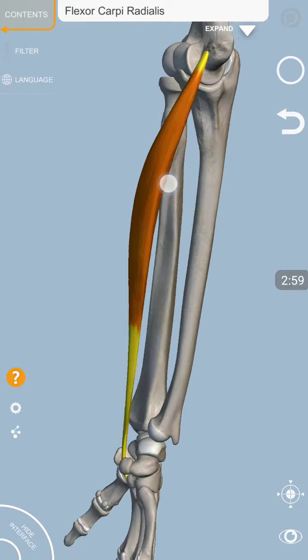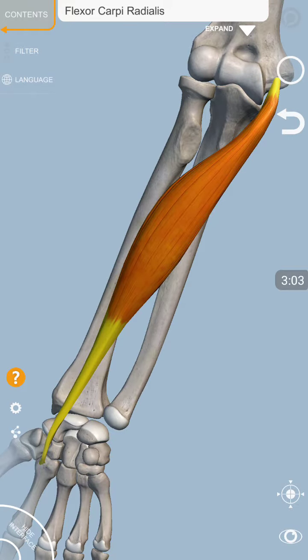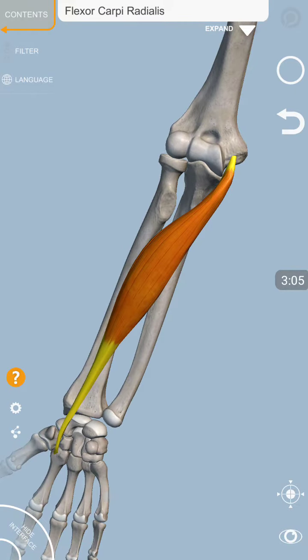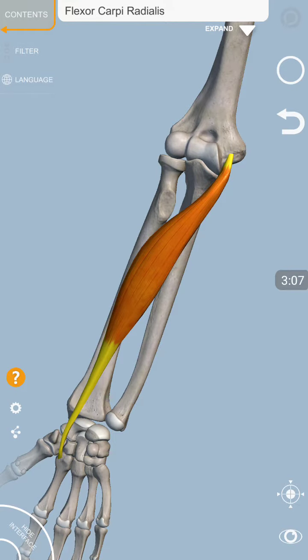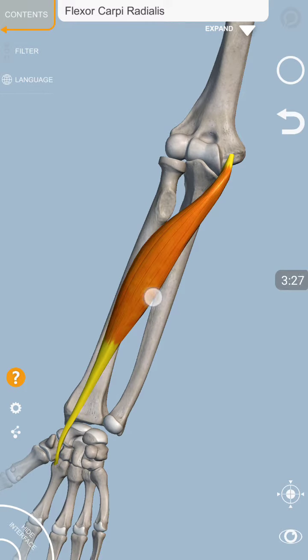So the second muscle is flexor carpi radialis. I call this muscle flexor carpi secondalis or thirdalis. Flexor carpi secondalis and thirdalis. Why am I calling this muscle flexor carpi secondalis and thirdalis? I would be discussing this mnemonic with you in a while.